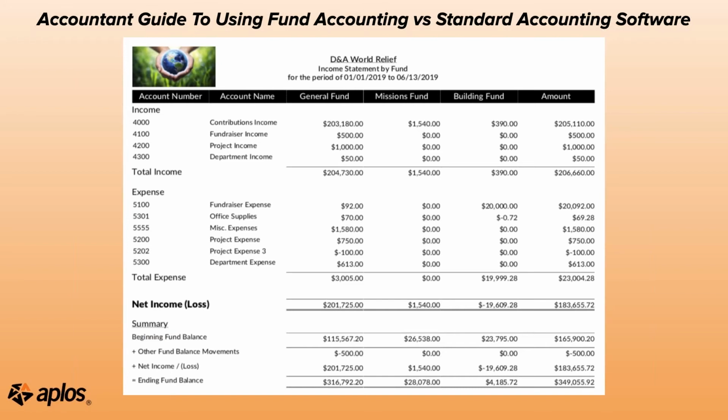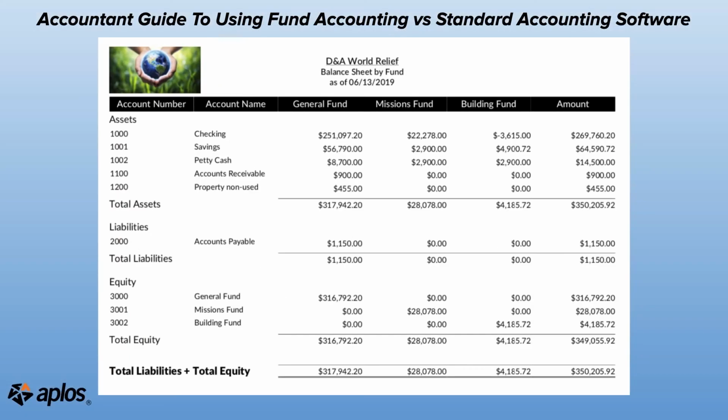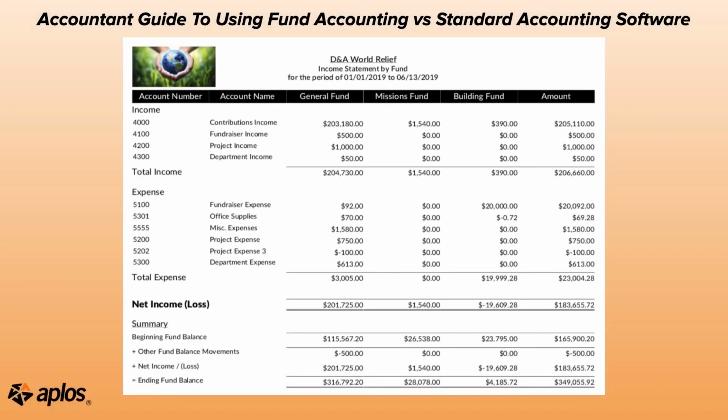Then you have your net income from above. So, 115 and change minus 500 plus 201,000 equals 316,792.20. That ending fund balance would now correlate with the balance sheet by fund as of 6/13. Again, kind of tying your reports together. So between these two reports, you now have an income statement by fund and cumulative, so total, to show what's the total kind of health, but then what is it per fund.